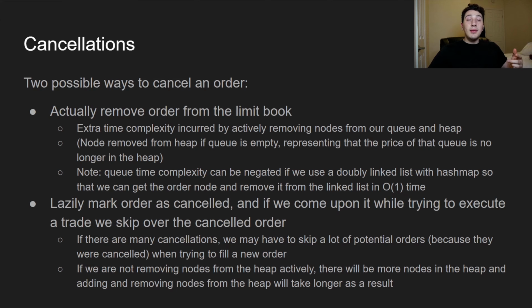So we're going to add time complexity there, and in addition, by not actively removing empty queues from our heap, we're also going to have more nodes in the heap, and again, like I said before, even though the time complexity of a heap is always O(log n), n is going to be larger because there may be some empty queues in there.